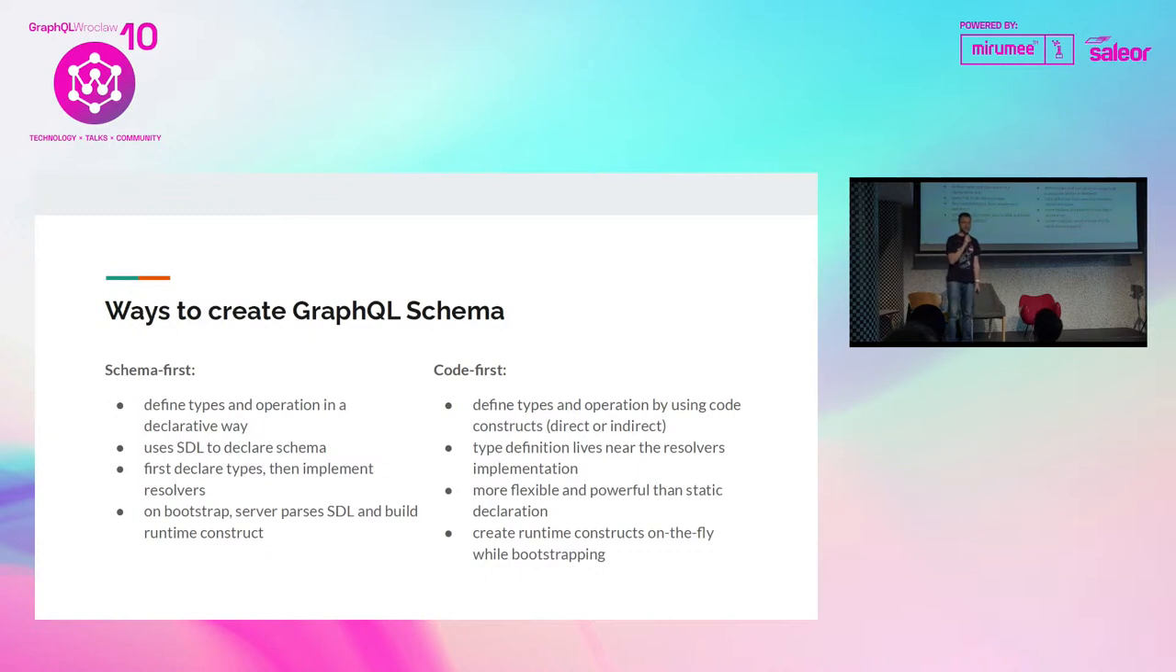But with the code first approach, we define the types and all the operations using our code constructs. It might be direct or indirect, which I will explain later. So the type definition lives near the implementation, so it's easy to keep them in sync. It's usually more flexible, more powerful than the schema first approach. And because of using the code first approach, we create the constructs on the fly during the run of the server bootstrap.